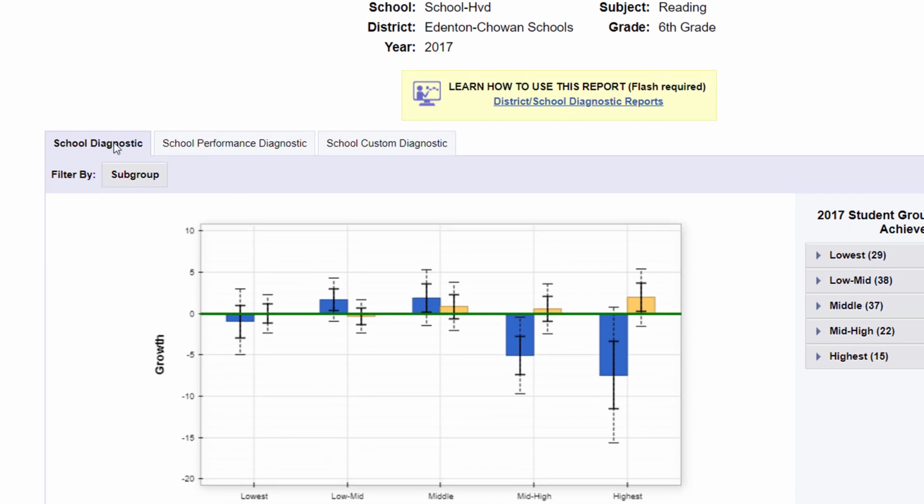So at the top of the chart, you see 3 tabs. The School Diagnostic, which is what we're looking at now. Then we see the School Performance Diagnostic and the School Custom Diagnostic. And we'll talk about each one of these, but right now we're going to begin with just the overall School Diagnostic.